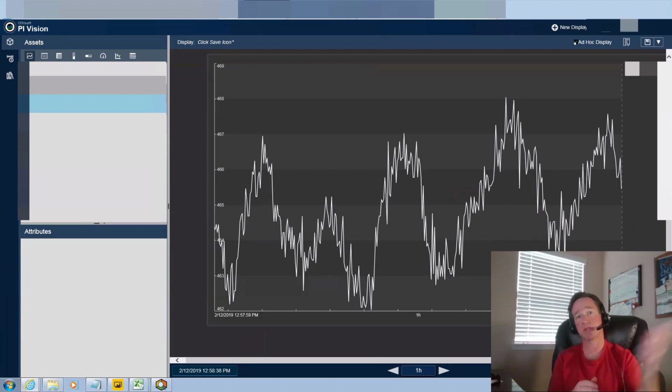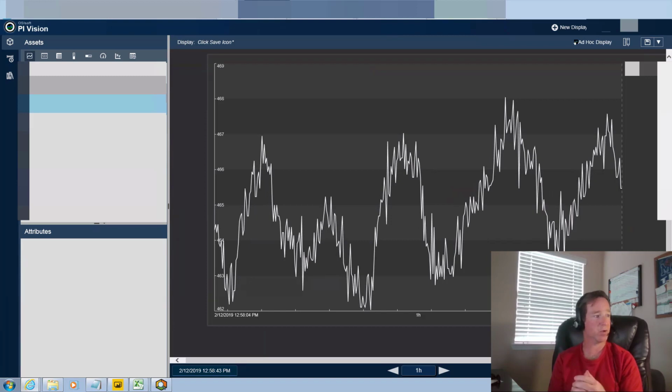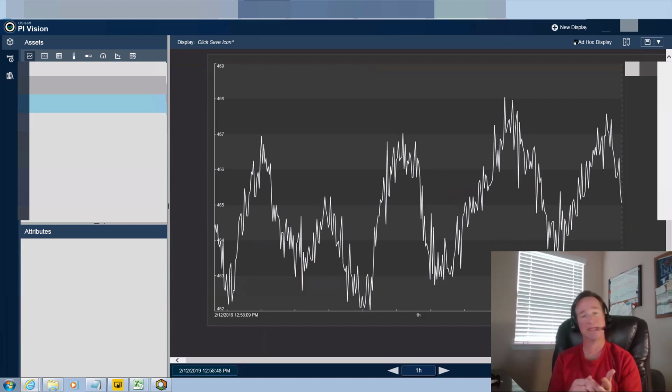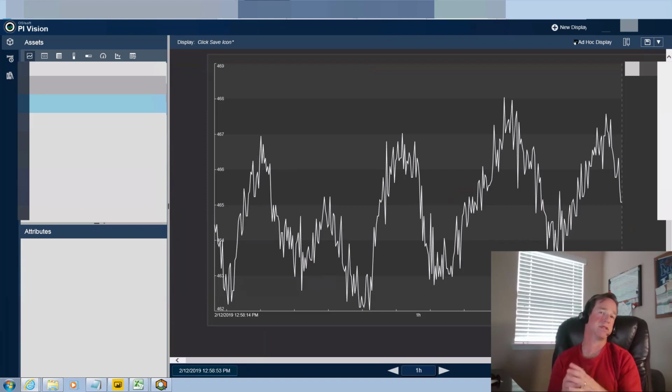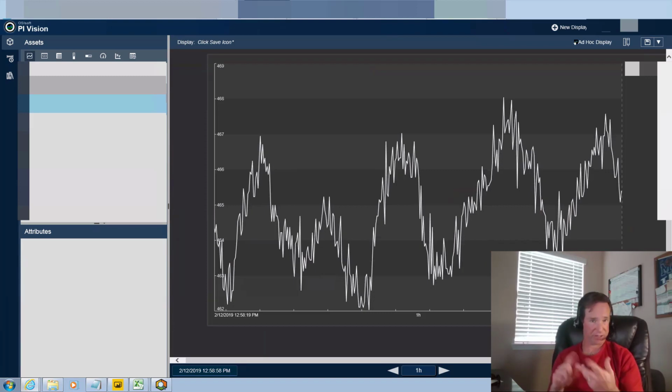So this is a temperature sensor right here that we're looking at. And as you can see, this is going anywhere between about 462 degrees or so up to about 468. Now, my experience tells me that temperature sensor is probably good to about plus or minus a degree, depending on whether it's RTD, thermocouple, whatever.